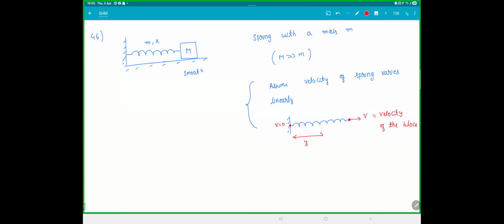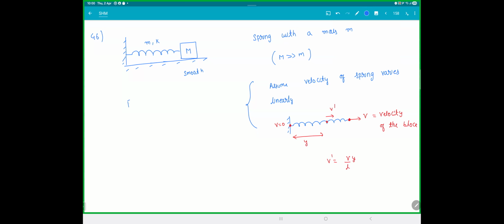So if you take this point as y and this position has a velocity v dash, then your v dash is v by L into y. So that's the linear function there. So every point will have different speed on the spring. So that information you should know.